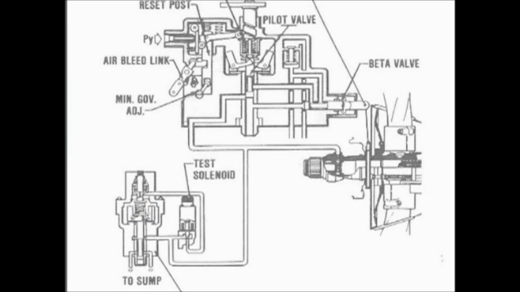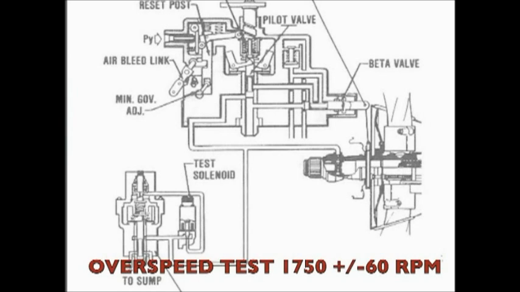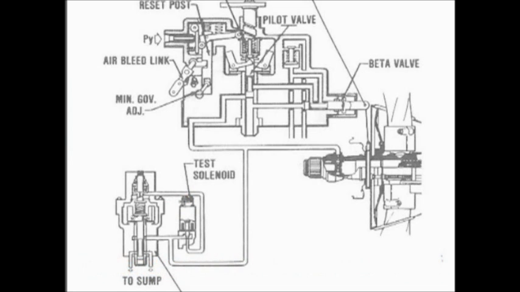The solenoid valve, which resets the governor to a value below its normal overspeed setting, is provided to permit ground testing of the unit. During testing, the overspeed governor is reset at 1750 RPM plus or minus 60. So once we press and hold this solenoid from the cockpit, it's going to bring back the RPM to 1750 plus or minus 60. And if it does that, the unit's working.